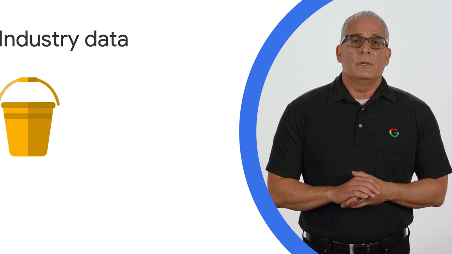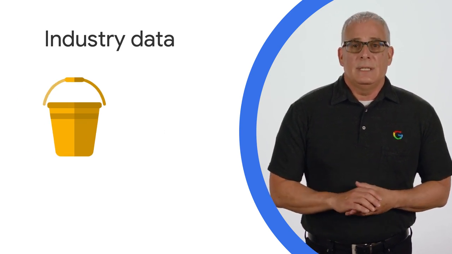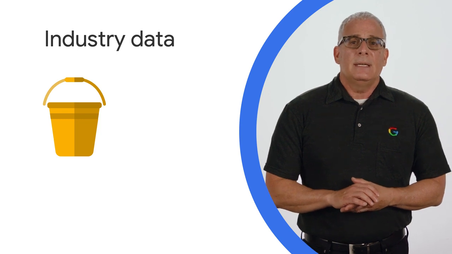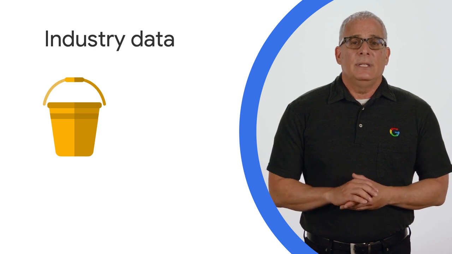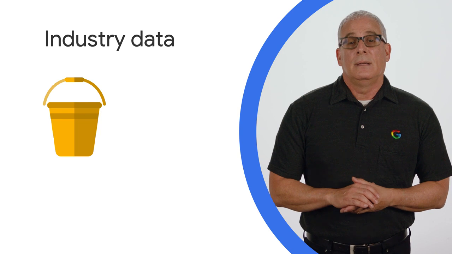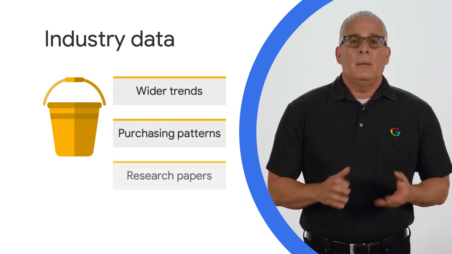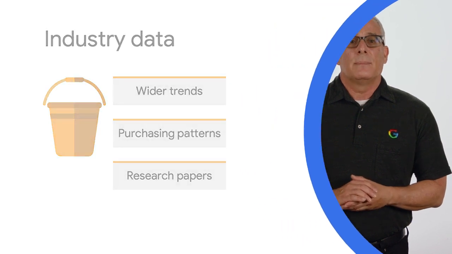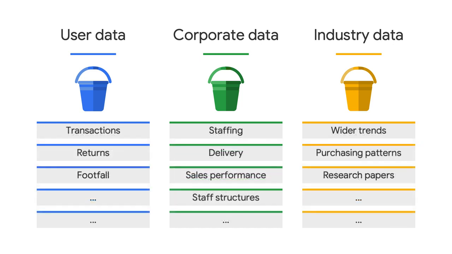A third category serves as the umbrella for user and corporate data. We'll call it industry data. Industry data is data found outside an individual organization that everyone in the sector needs to view or access to gain knowledge about a specific domain. This could include wider trends, purchasing patterns, and publicly available research papers. These three buckets make up your data map. As you add more data sets to each bucket, you'll eventually gain richer insights.